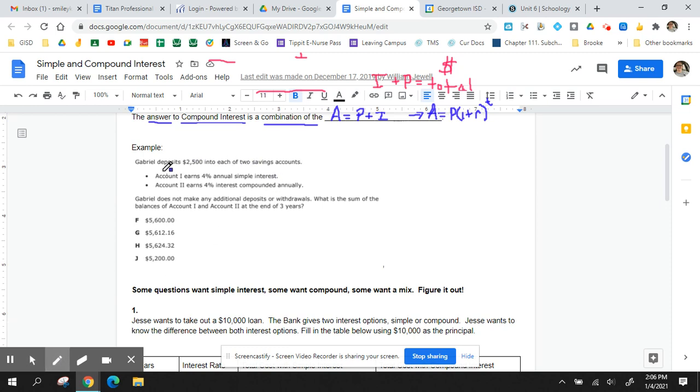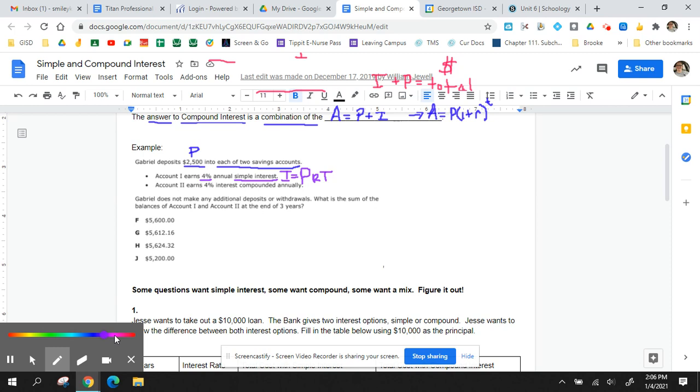It says that Gabriel deposits $2,500 into each of his two savings accounts. So this is our principal, that's what we start with. It tells us about account one. Account one earns 4%, and it says the words simple interest. So that tells me, and I'm going to draw it right here, I equals P, R, and T. We're going to multiply those three things together.